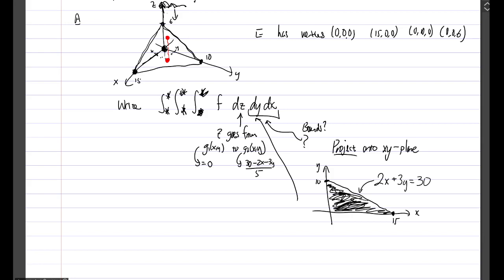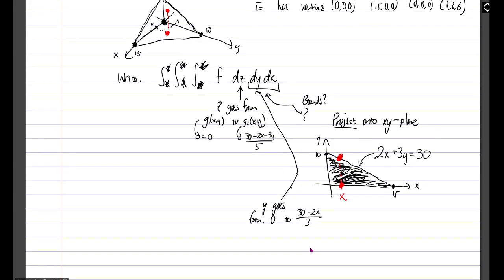So what we'll do is, for a typical x value, maybe like right here, y starts at 0, but y ends at its largest on this line. So the y bounds here, y goes from 0 all the way up to, well, got to solve for y there. So all the way up to 30 minus 2x over 3.